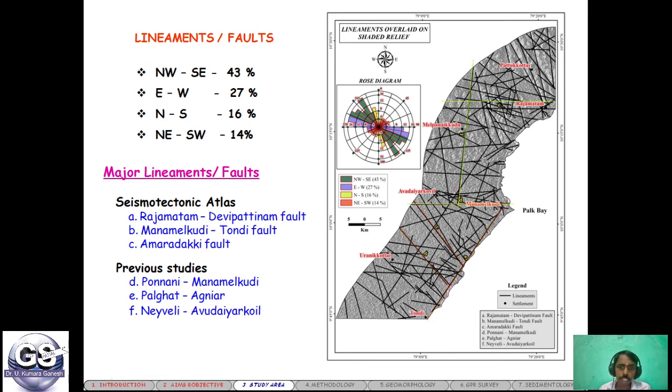The prepared rose diagram shows that more lineaments are oriented in the northeast-southwest and northwest-southeast directions, and the least amount of lineaments are oriented in the northeast-southwest direction, with 14%.